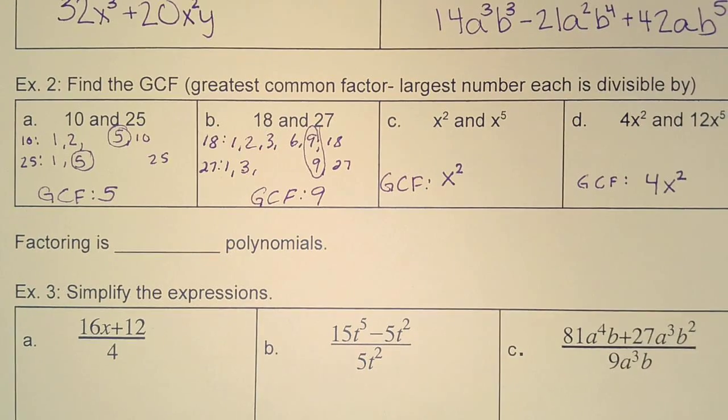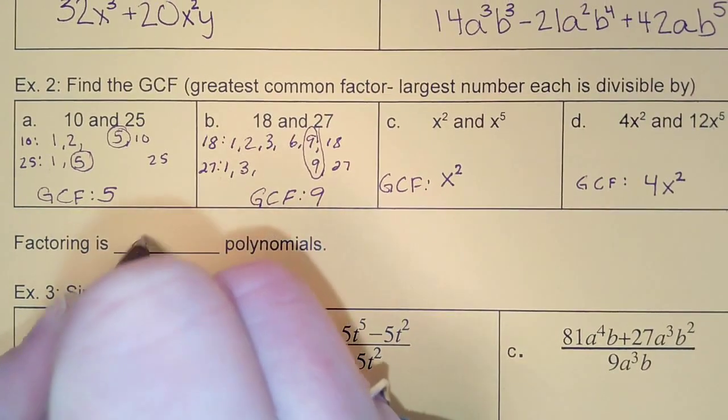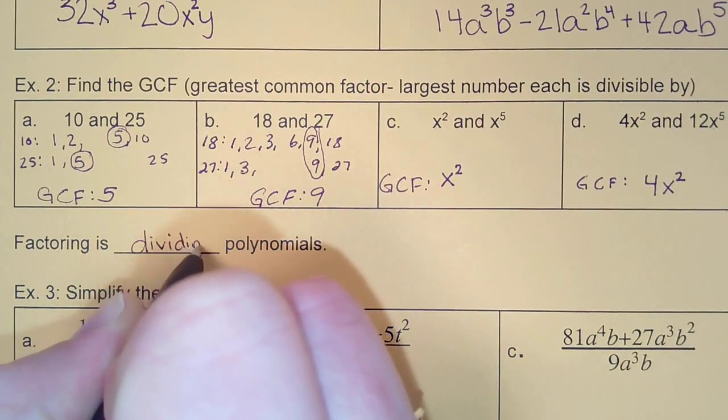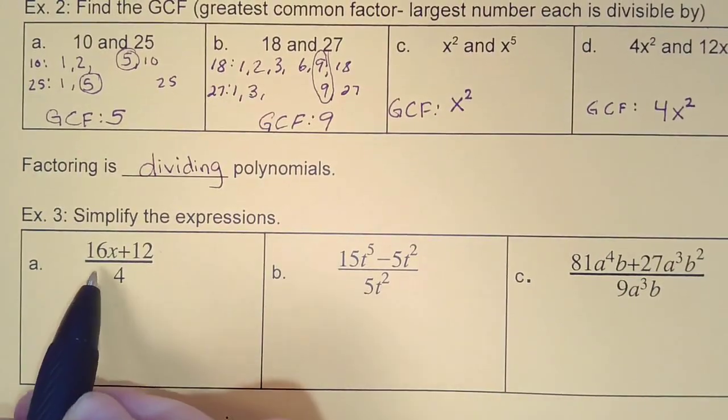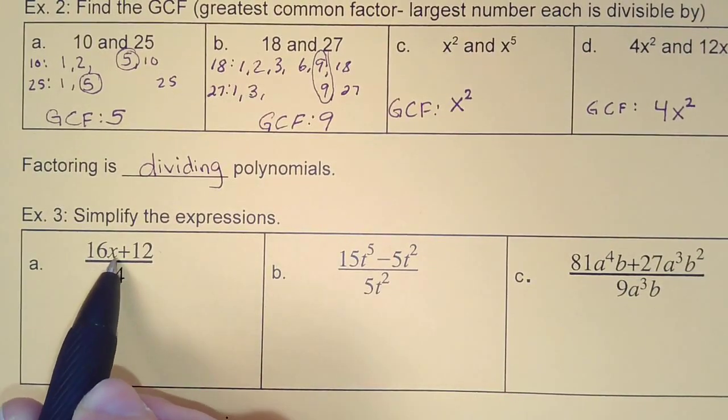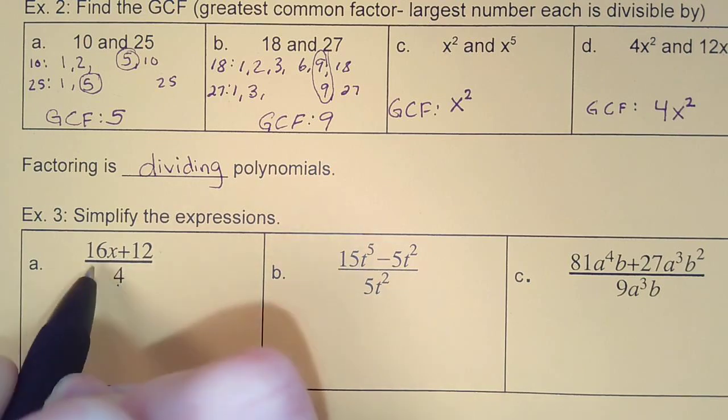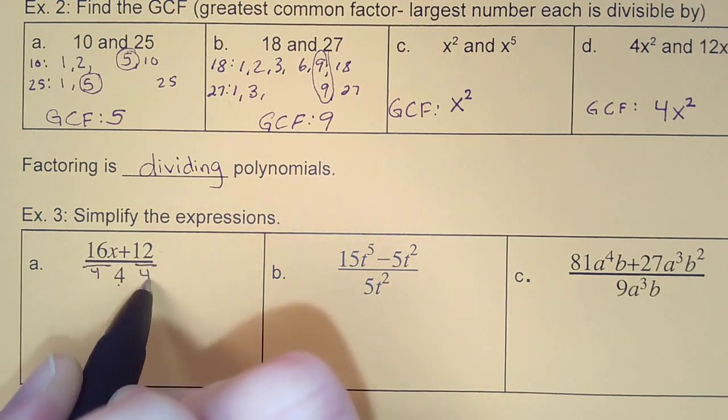So today we are factoring. Factoring is dividing polynomials. Let's review from last unit. So first, if I have 16x plus 12 divided by 4, I'm dividing each of these parts by 4.